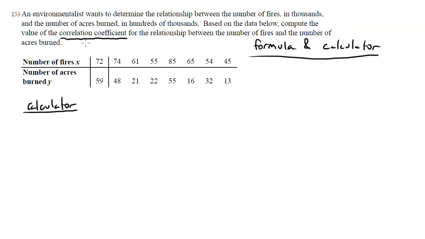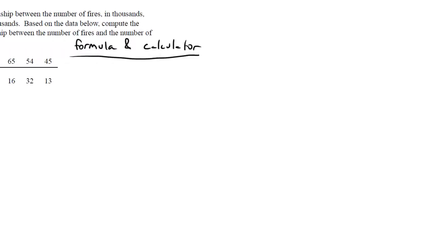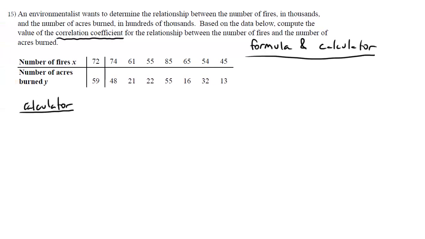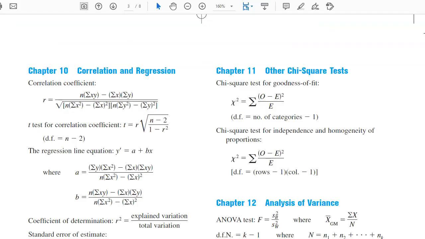The formula for the correlation coefficient, we can look that up on our formula sheet. Oh, here it is right here. Chapter 10, correlation and regression. The formula for the correlation coefficient is here. It's a lengthy formula.